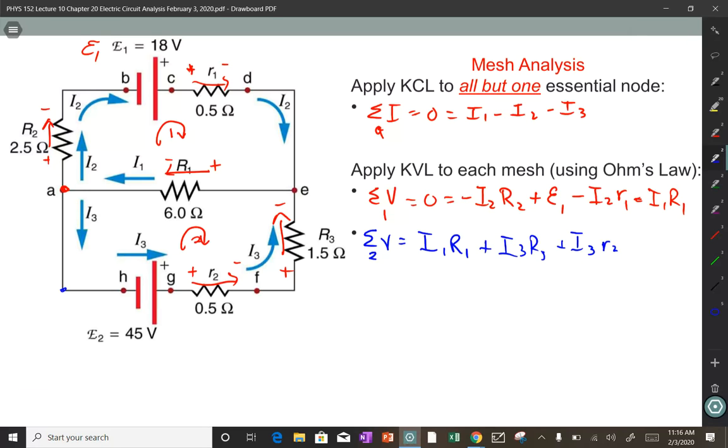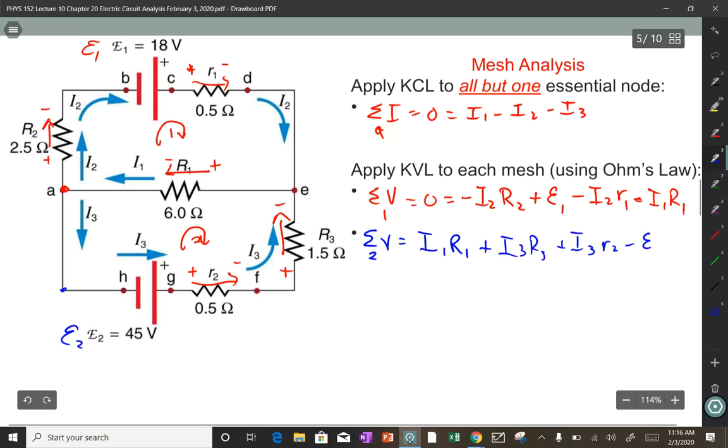Okay, then finally I come to the EMF 2. It's negative because it's going from plus to minus now. There's my second equation. I forgot to put sum of voltage equals 0 at the beginning, so I put 0 at the end. Question, Louis? Nope. So now I have 3 equations.